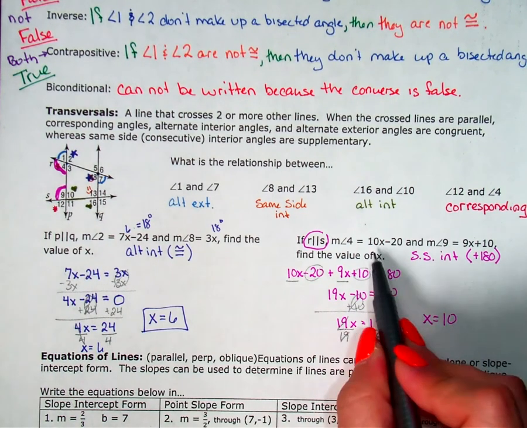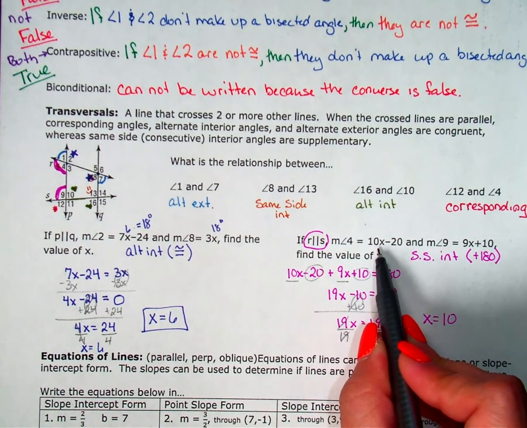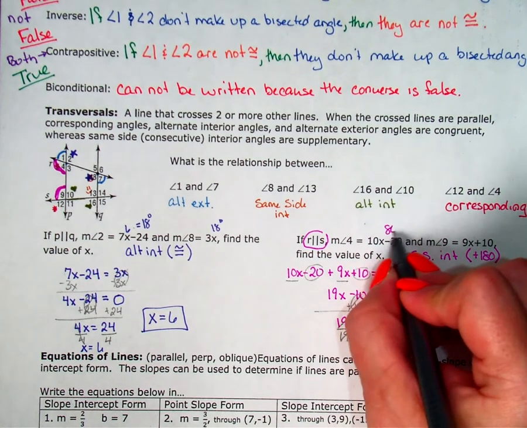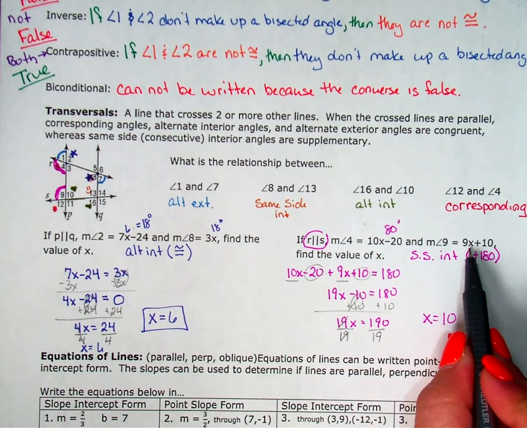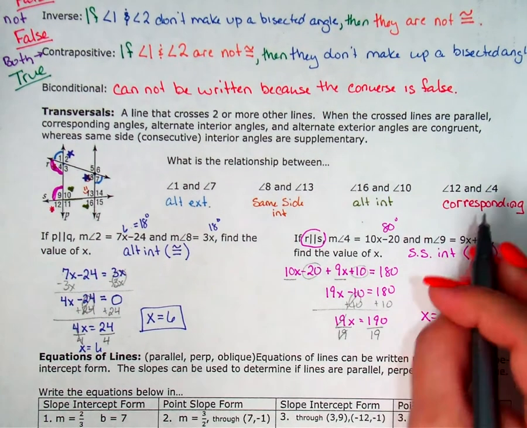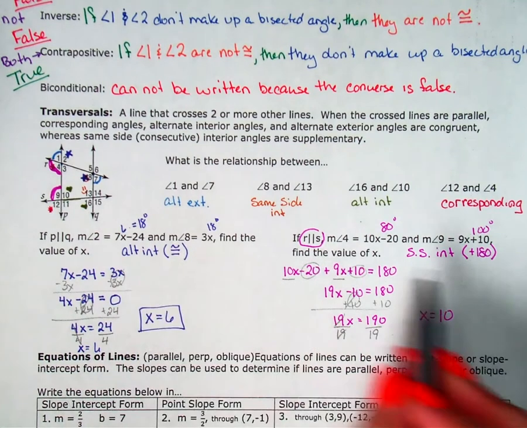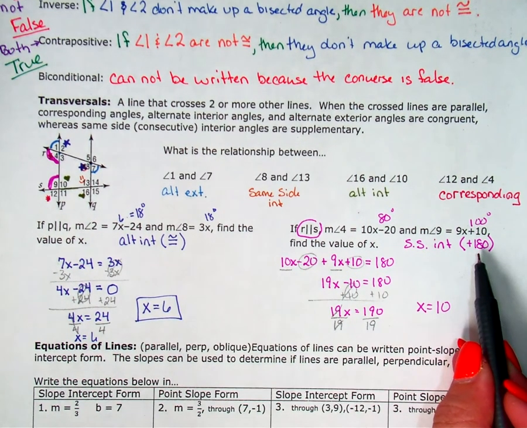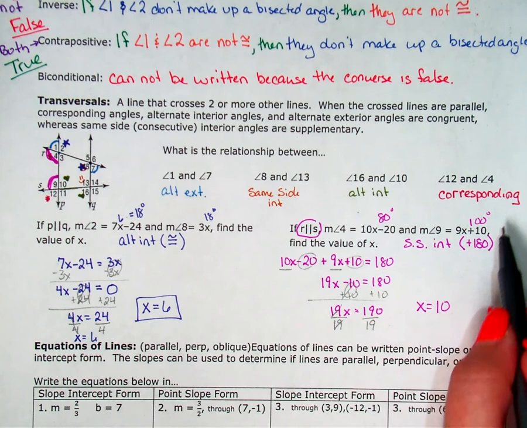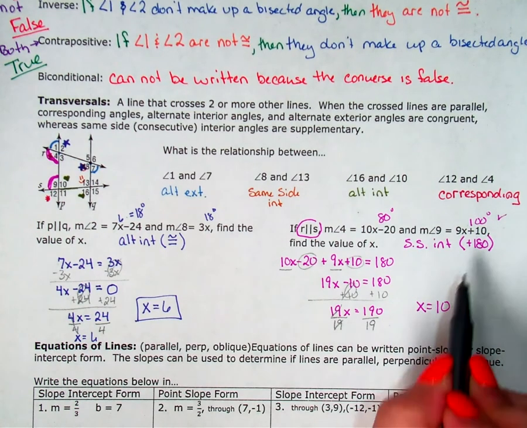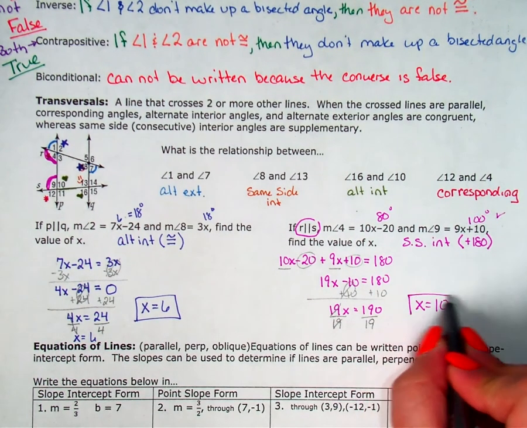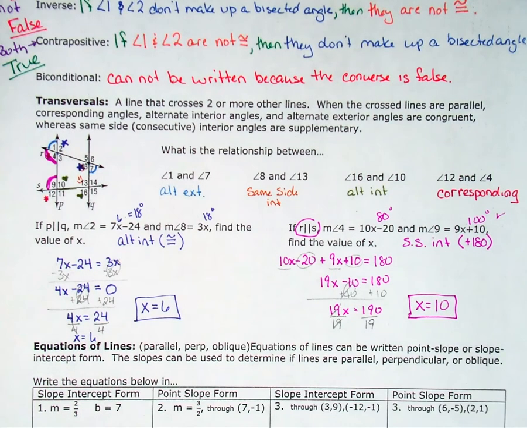When I plug that in, 10 times 10 is 100, and 100 minus 20 is 80 degrees. 9 times 10 is 90, plus 10 is 100 degrees. So they're not equal like we were over here, but that's okay. They're not supposed to be. They're supposed to be supplementary, so they should together add up to 180, which they do. 80 plus 100 is 180. I can feel confident that x really does equal 10. Hopefully if you have forgotten any of your information about transversals, that helps. Thank you so much for watching.